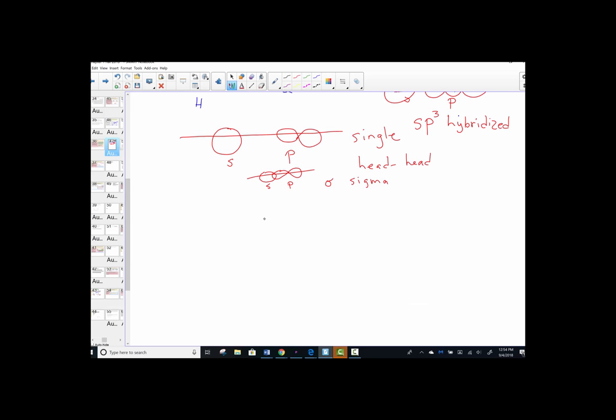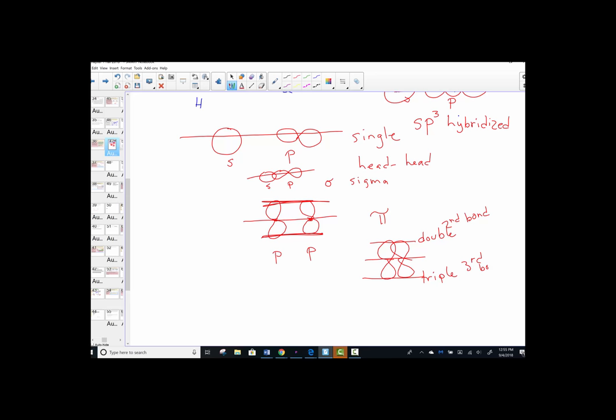We've also learned that when we have a p overlap with another p in an axis above or below where the nucleus of the atom is, we would refer to that as a pi bond. So if I'm overlapping orbitals, oh, those are supposed to touch, in terms of on top or below the axis of the atom, it's referred to as a pi bond. The second bond in a double bond is a pi bond. And if you have a triple bond, the third bond is also a pi bond.